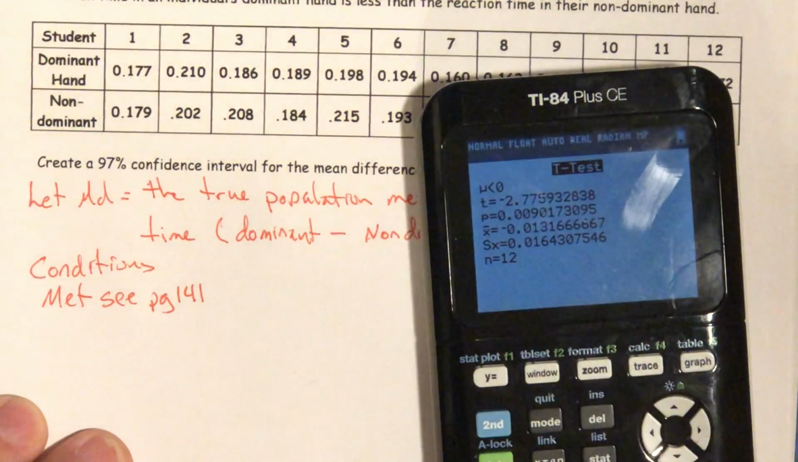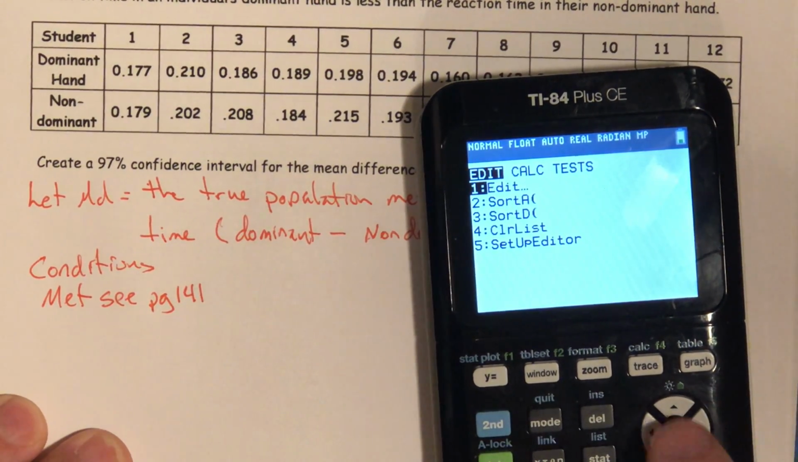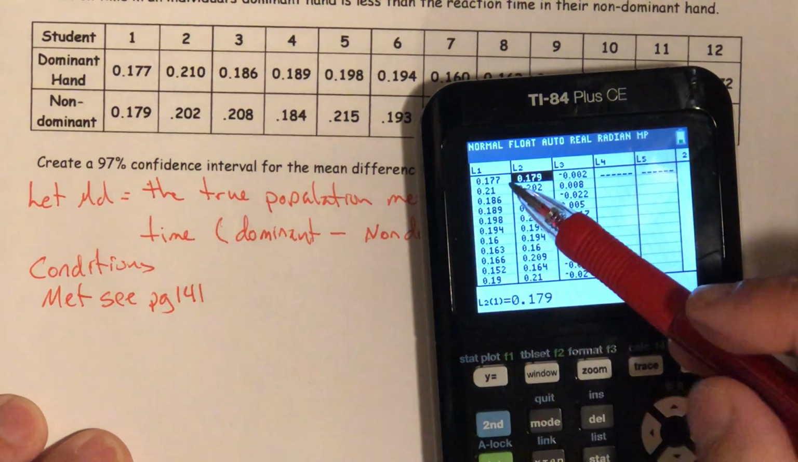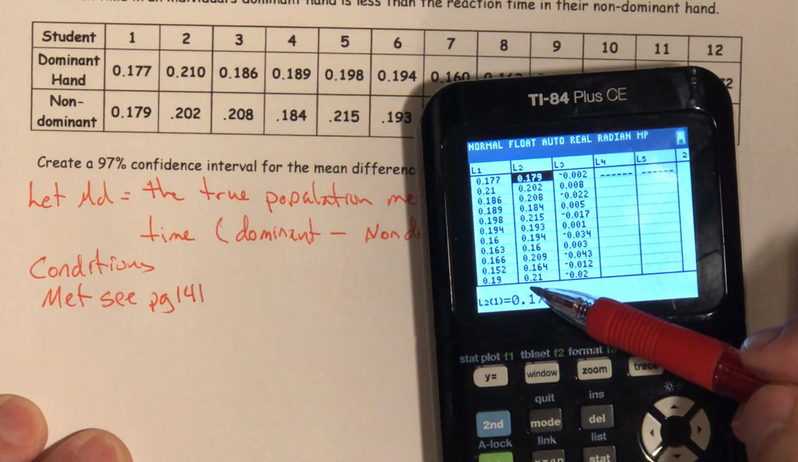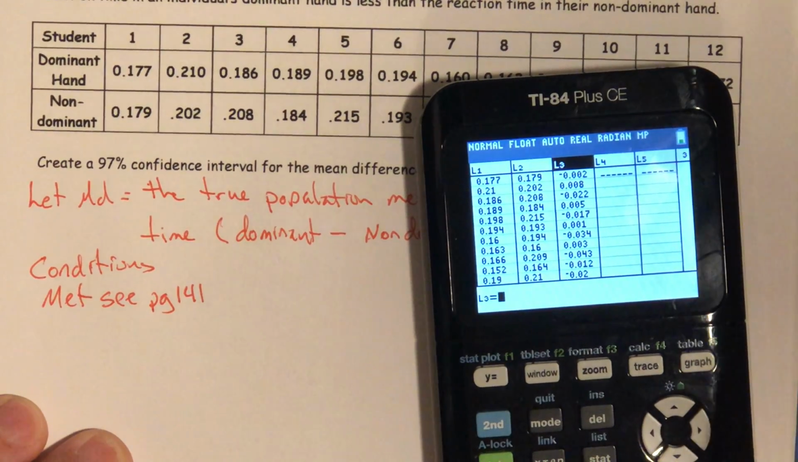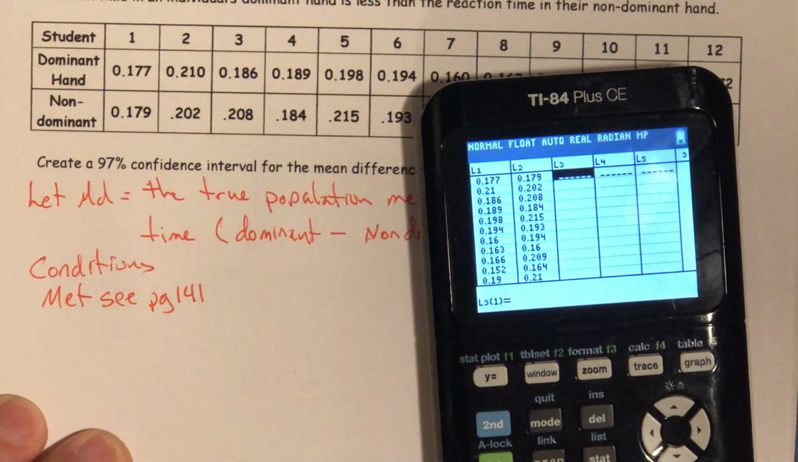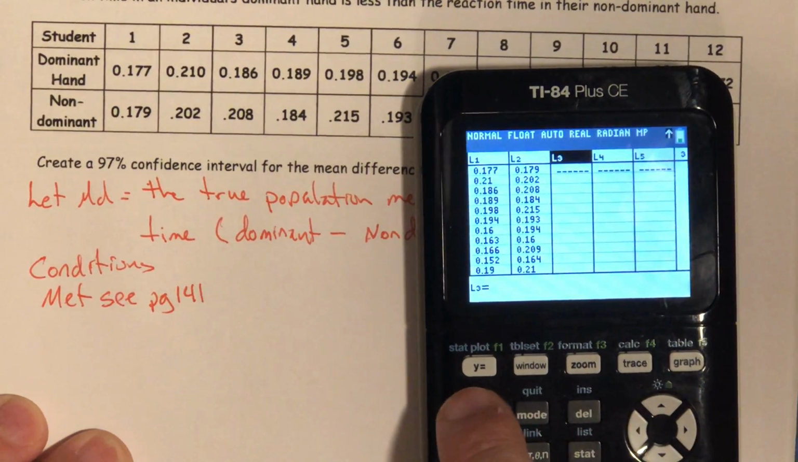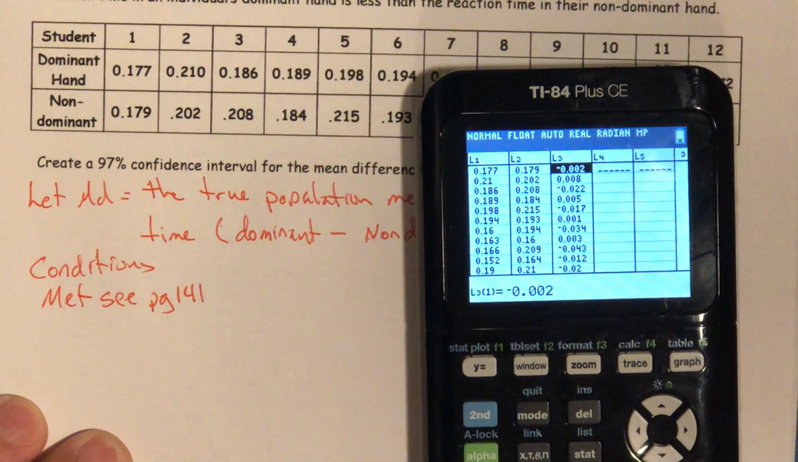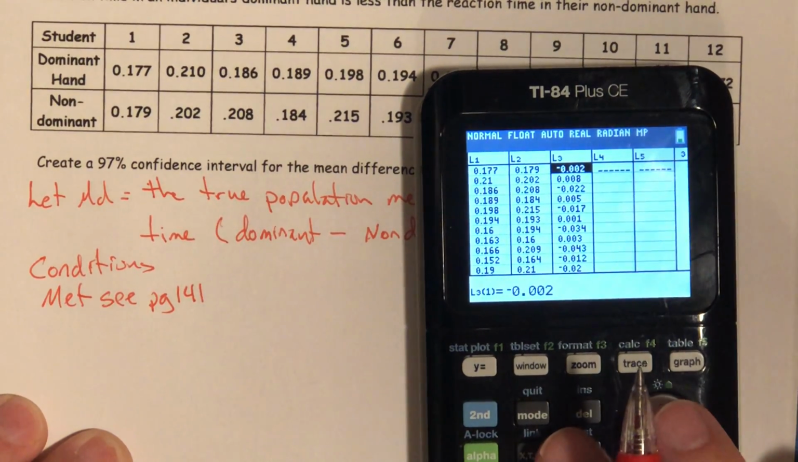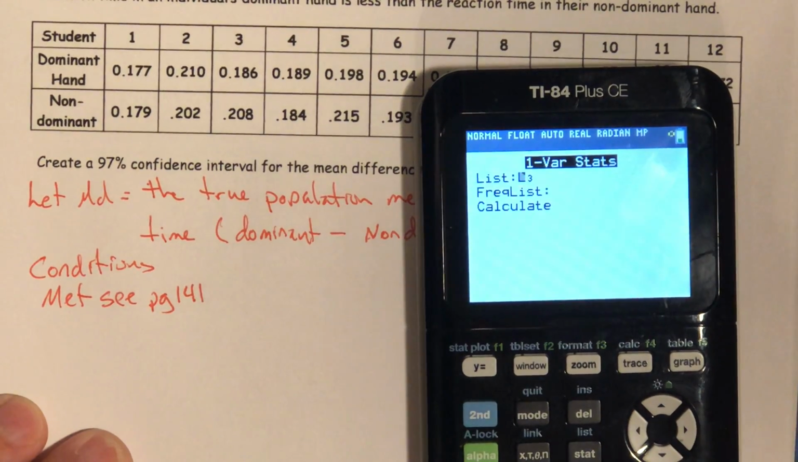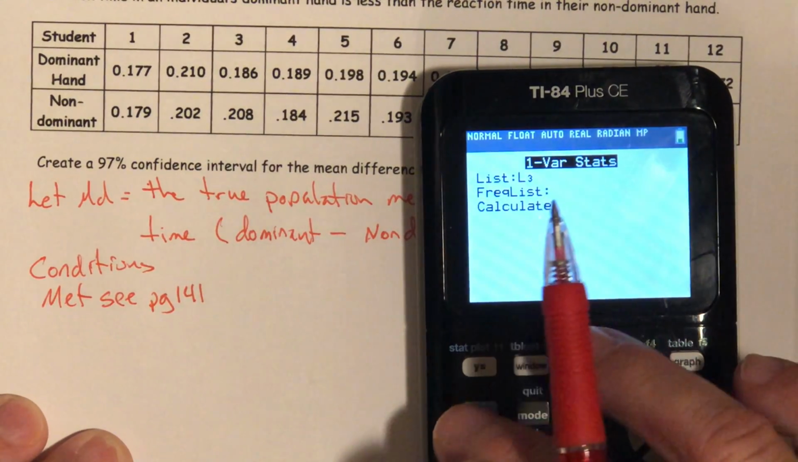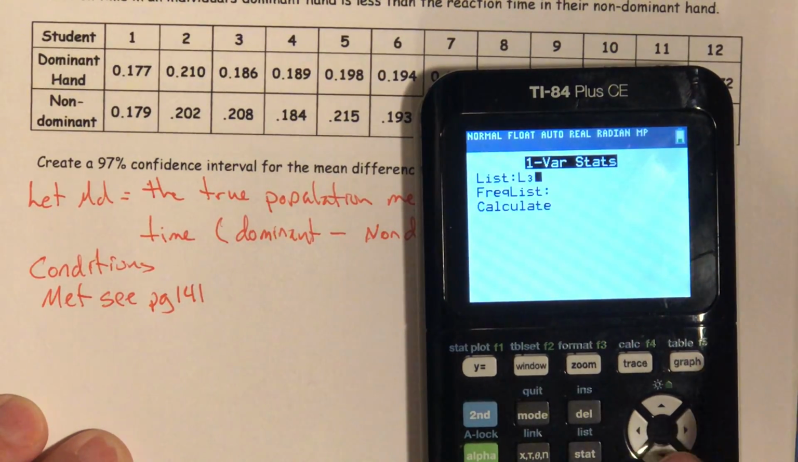I've entered all the data into StatEdit. The original data for the dominant hand is in L1, and L2 represents the non-dominant hand. Then I need to find the differences. I did that previously, but we'll do it again: L1 minus L2. There it populated the differences. Now I go to StatCalc, one variable statistics, and I'm interested in the differences, which are in L3.